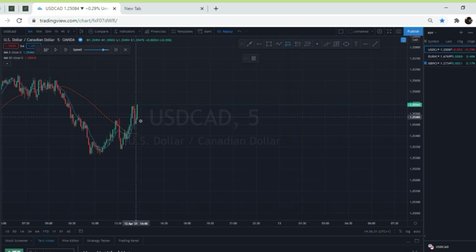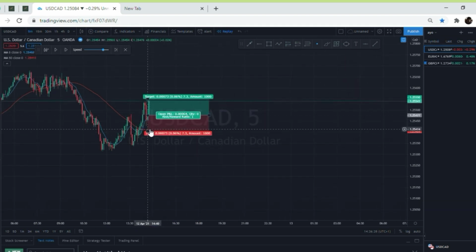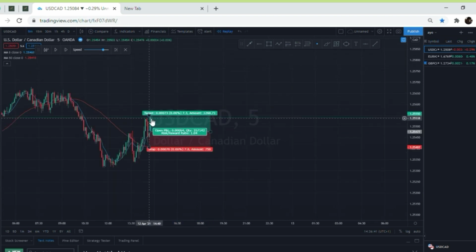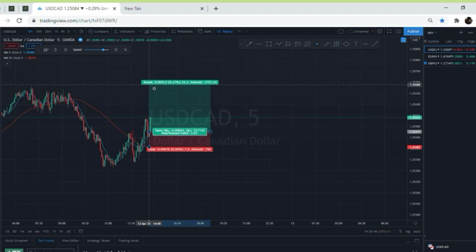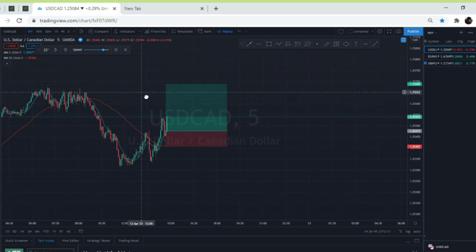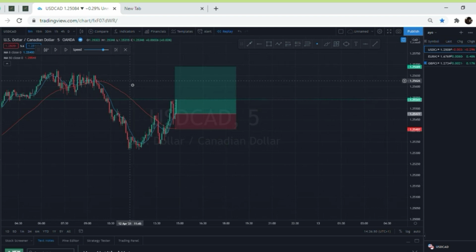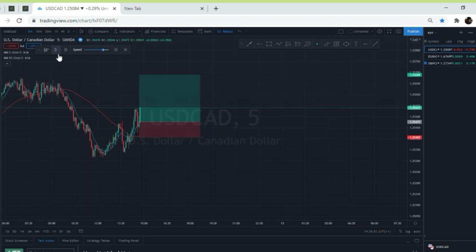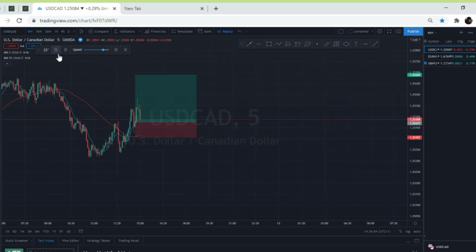And like I told you guys, always 1 to 3 risk to reward. Okay, so our stop loss can be 7 pips, and we're going to target 1 to 3. So 7 pip stop loss, 1 to 3. So we just play that.